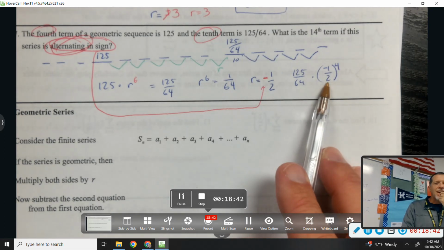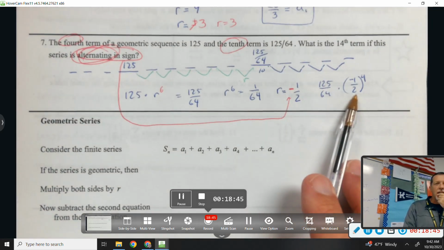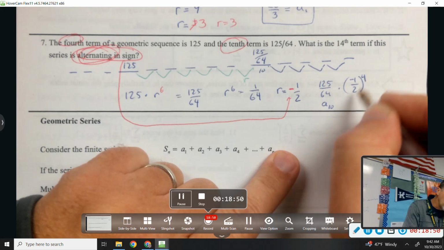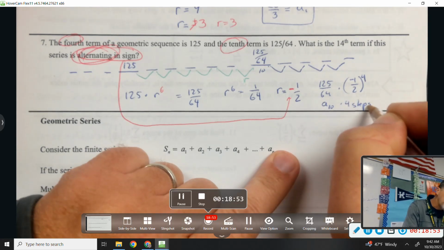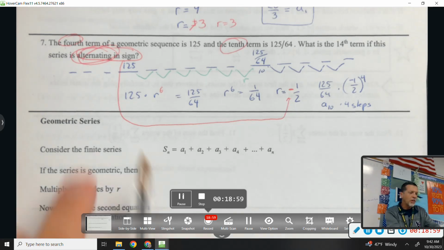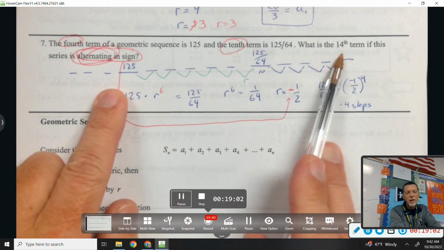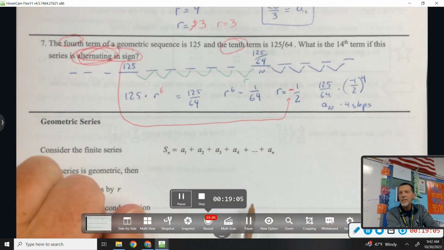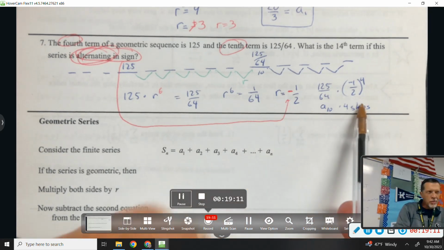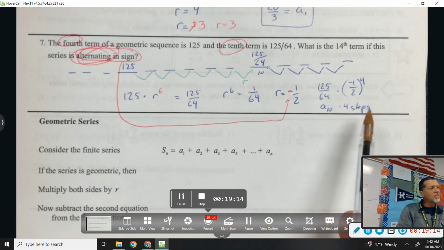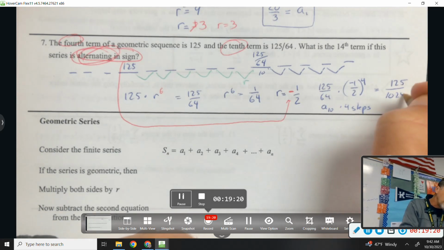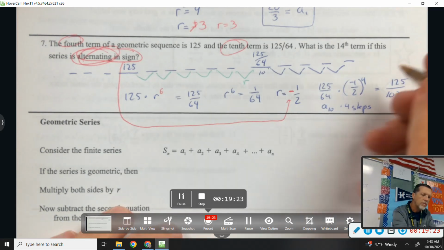Wait, isn't that like the 4th number? So you have to go back to the first. But I'm starting with the 10th term and going 4 steps away. So you can kind of slide wherever you want. I could have started with the 4th term and gone 10 steps away, but then I'd have had to deal with 1/2 to the 10th. 64 times 2 is 128, 256, 512, 1024. So 125 over 1024 for our 14th term.